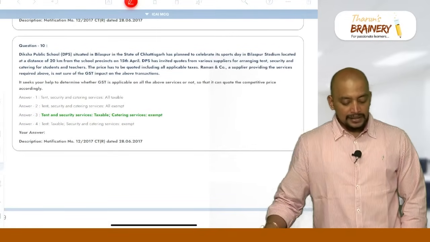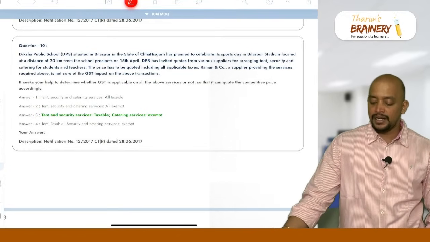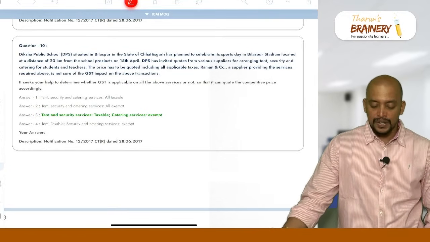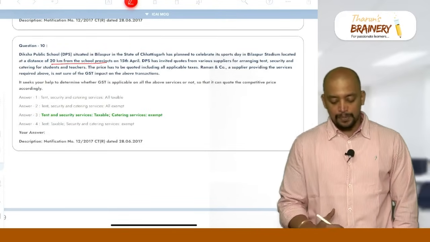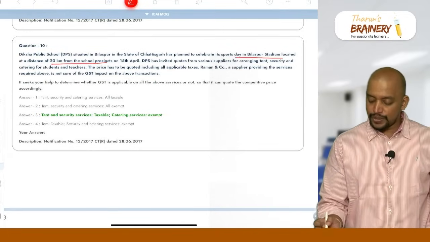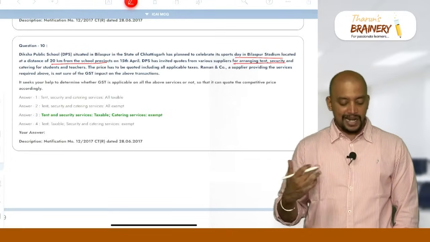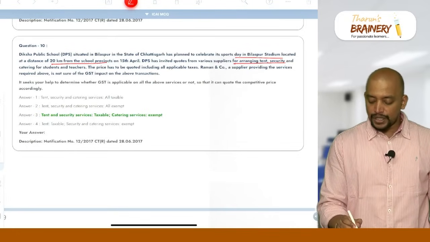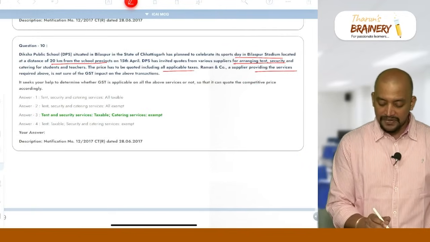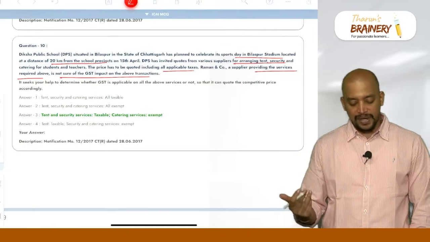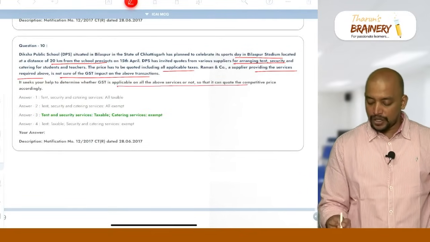Then question number 10. Diksha Public School situated in Bilaspur in the state of Chhattisgarh has planned to celebrate its sports day in Bilaspur Stadium, located at a distance of 20 kilometers from the school precincts, on 15th April. DPS has invited quotes from various suppliers for arranging tent, security and catering for the students and teachers. The price has to be quoted inclusive of applicable taxes. Raman and Co, a supplier providing the services required above, is not sure of the GST impact on the above transaction. It seeks your help to determine whether GST is applicable on the above service or not.